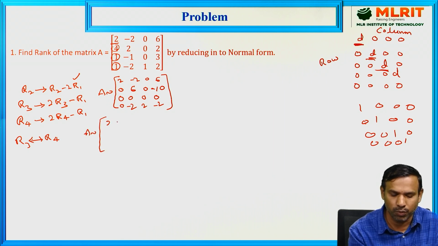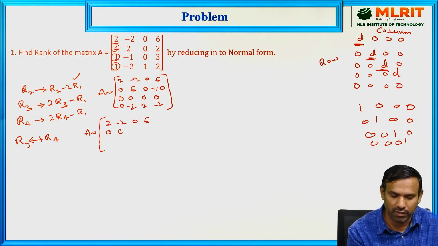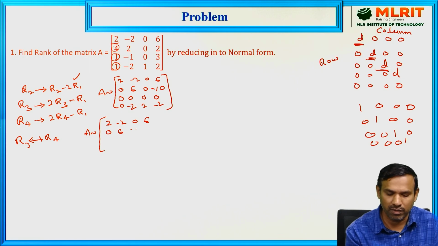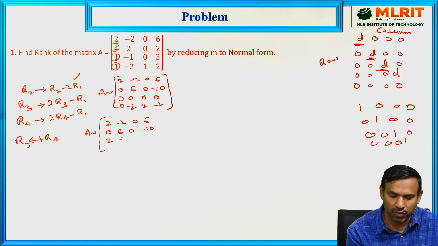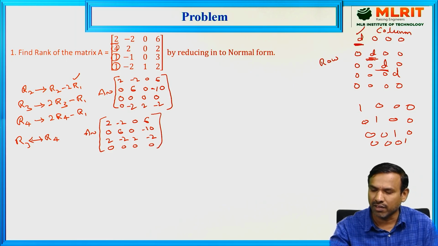Alright. First row, second row, we are not doing any change. Next, 0, 6, 0, 6, 0, minus 10. Next, third row, we are interchanging. 2, minus 2, 2, minus 2. Interchange. 0, 0, 0. Right? Exactly, R3, R4 interchange. Now, second element task. First element task completed. Second row, second element.